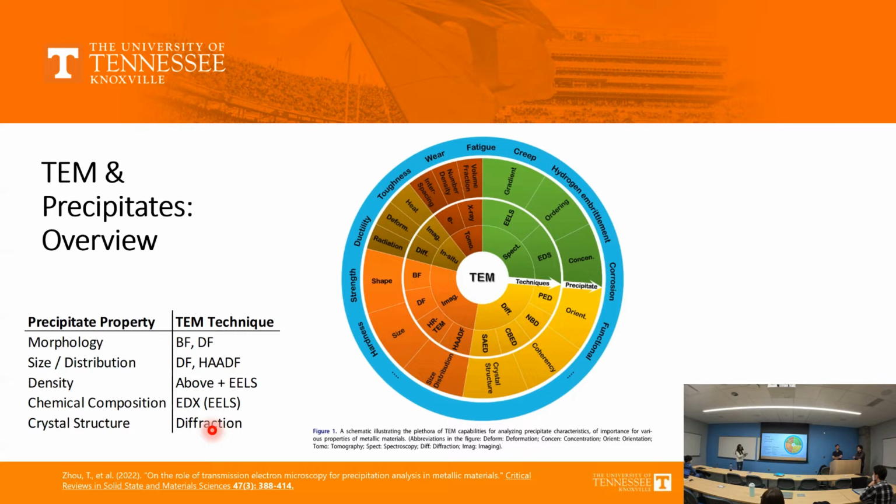One thing I'd like to add, we haven't covered it yet, but one of the most powerful techniques for determining the orientation of precipitates is actually lattice imaging with high resolution TEM. That's arguably the best way to study the orientation relationship between your matrix and your precipitate phase.